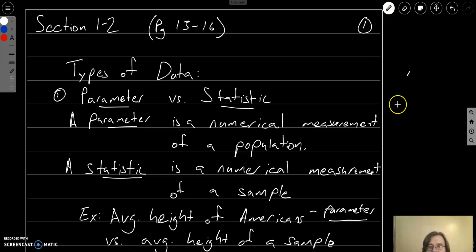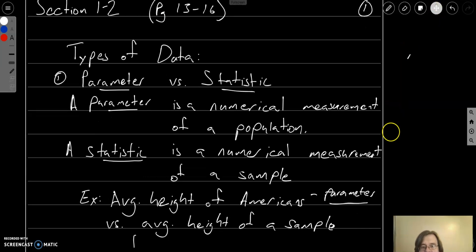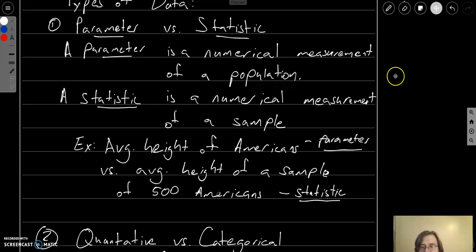Hello and welcome back. This video will cover the start of section 1.2, and this section looks at types of data. So in this video we'll talk about three different ways of comparing different types of data. The first comparison that we'll make is the difference between parameters and statistics.